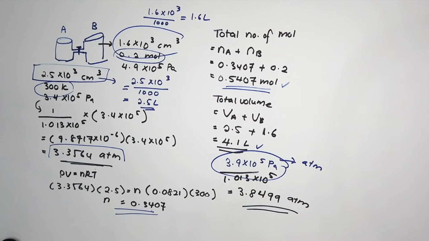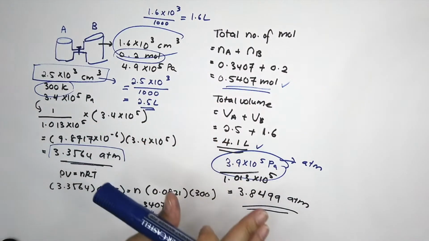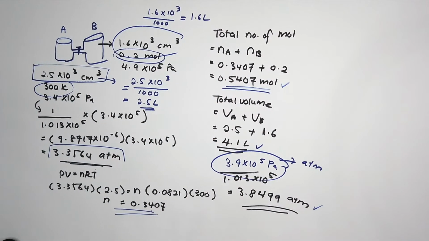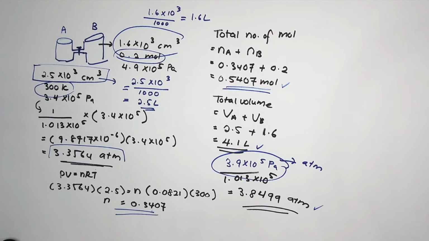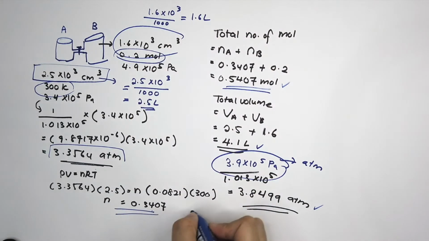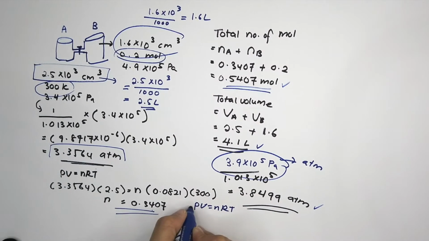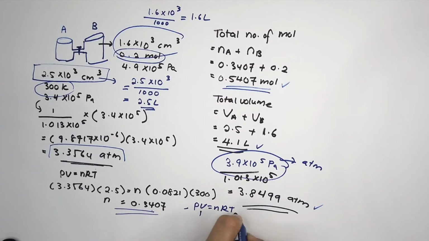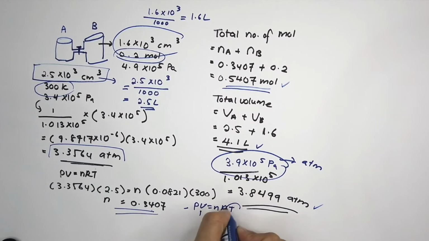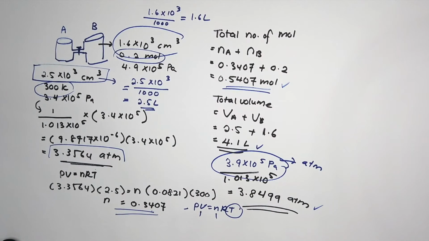So you already have number of mole, you have volume, you already have the pressure. So definitely you can use the ideal gas law again to get the temperature, because you already have n. Like PV equivalent to nRT, you already have P, you have V, you have n, so definitely you can find the value of T.